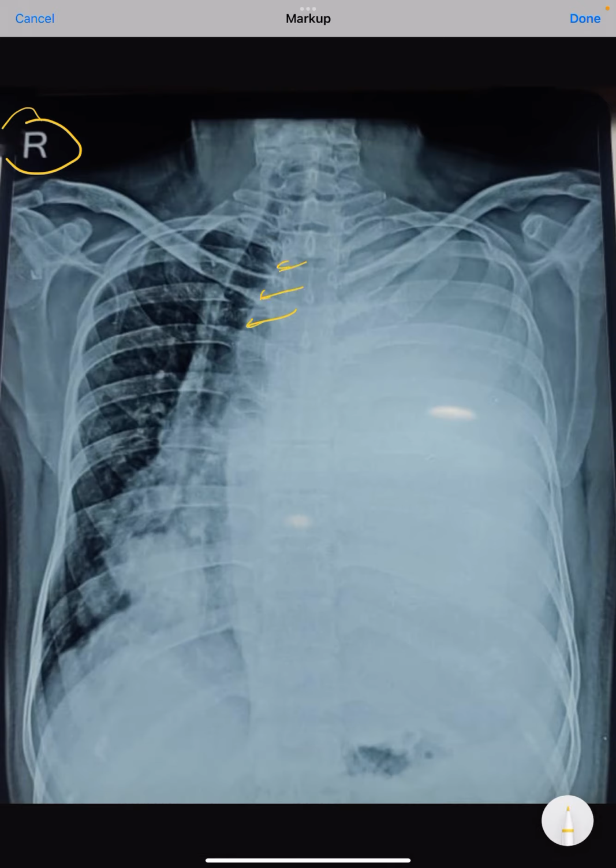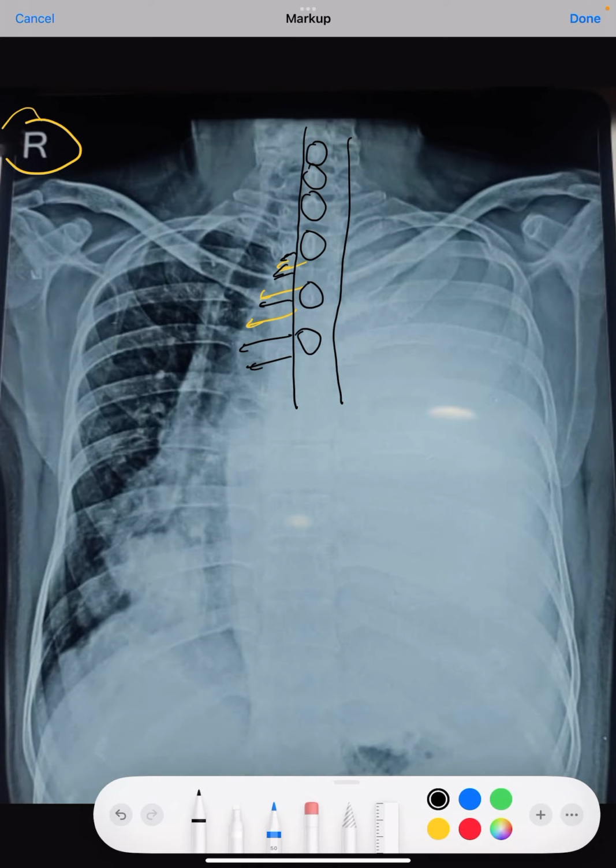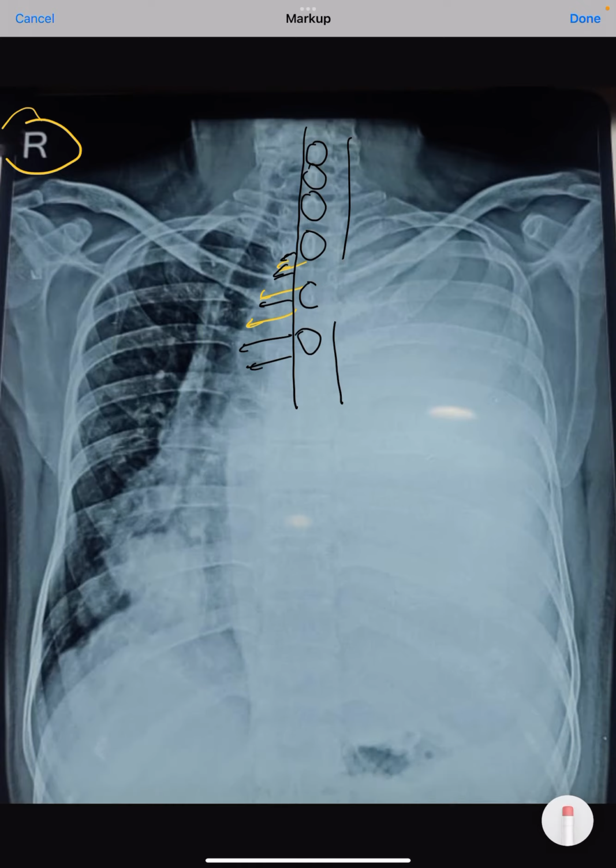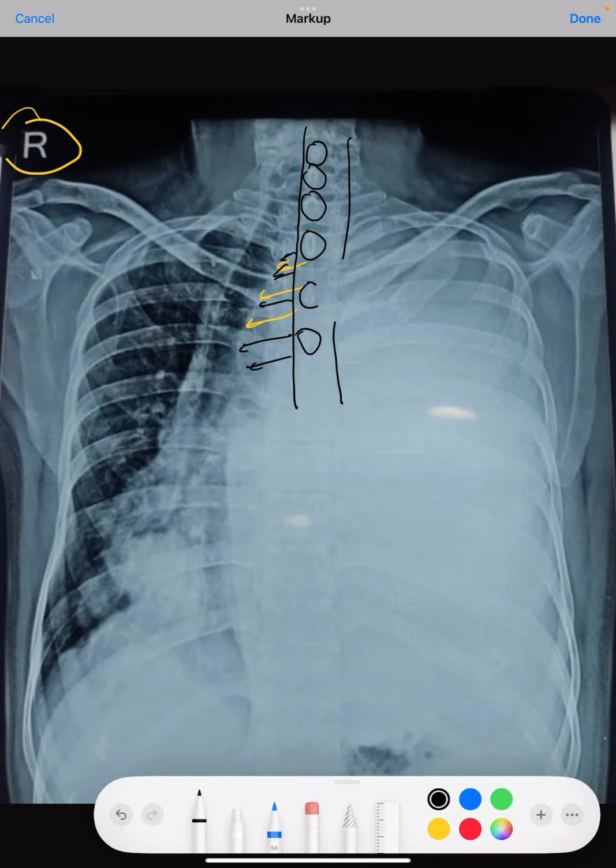It means that the trachea, we can see these are all the central vertebral spines. These are all central spines. So actually the trachea should have been lined like this, but instead it is shifted to the right side significantly, telling that the trachea is being pushed by something which is on the left.